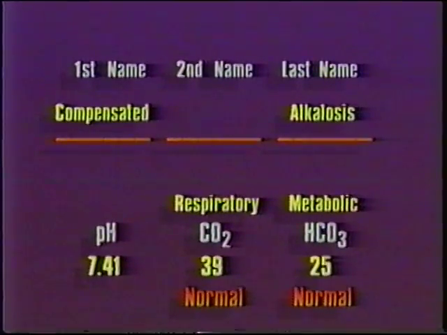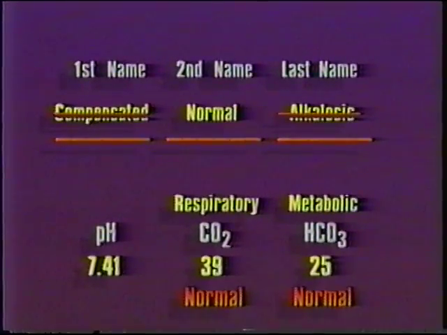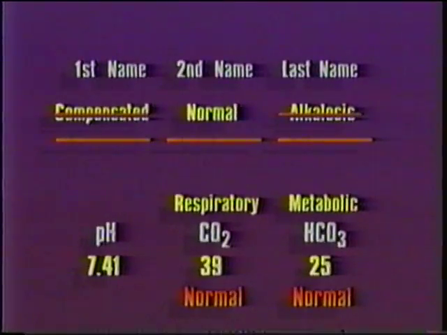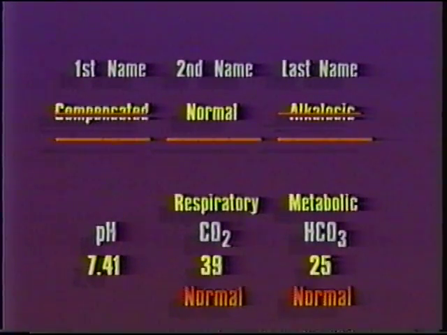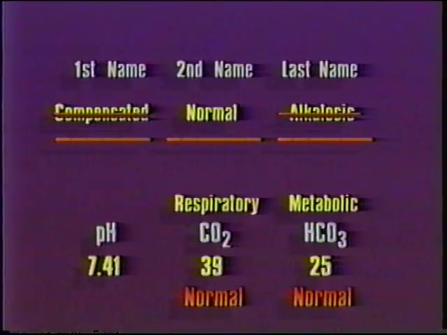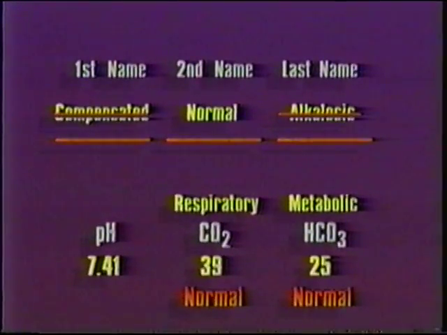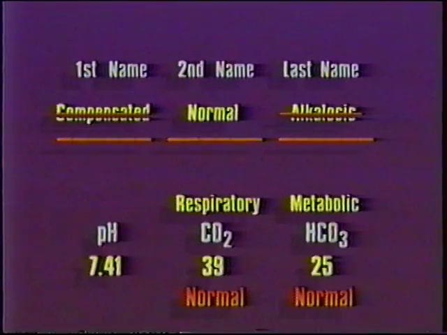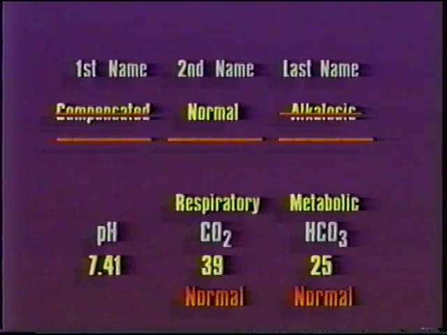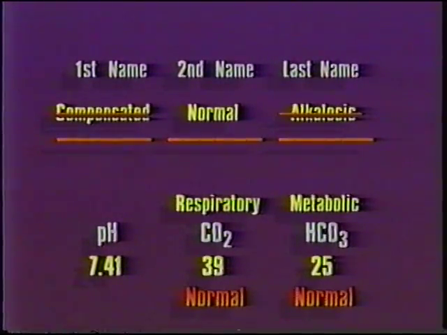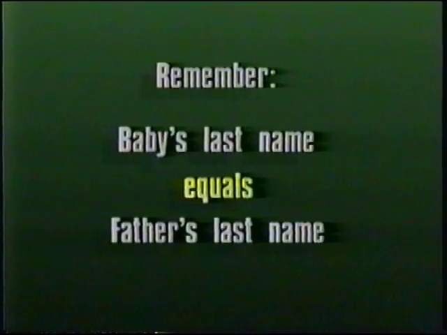Refer back to the pH. It was 7.41, which is within the normal range of 7.35 to 7.45. Instead of a compensated alkalosis, this baby's ABG is actually a normal ABG. The key to determining the difference between a compensated ABG and a normal ABG lies in whether either the CO2 or HCO3 are abnormal. If both are normal and the pH is normal, you have a normal ABG. Just remember, the baby's last name must always be the same as the father's.